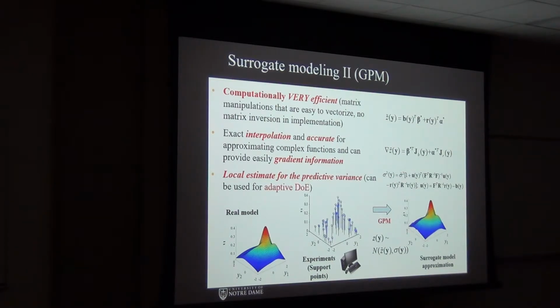And more importantly, it gives you the predictive variance that tells you how good a job you're doing. That is local, so it is also a function of your input. It's not constant along your whole domain, as a general regression would give you. And especially this, as we saw, can be very important for helping you adaptively select when the next experiment should be.